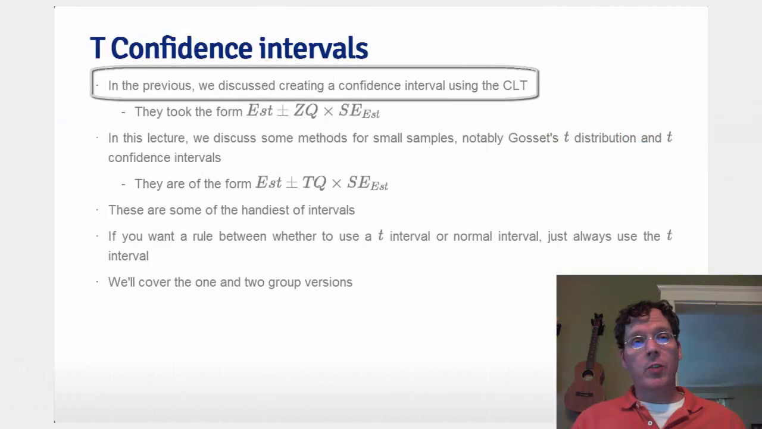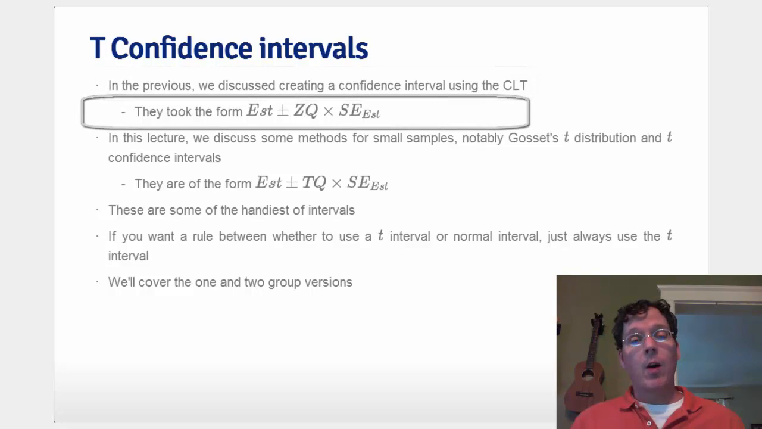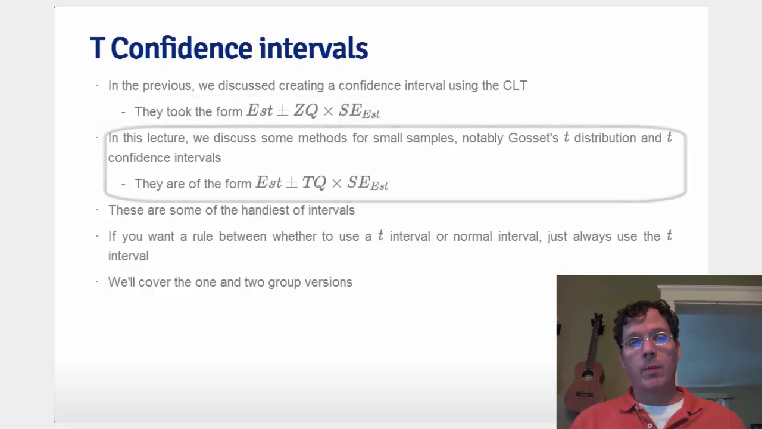In the previous lecture, we discussed creating confidence intervals using the central limit theorem. All of the intervals we discussed took the form of estimate plus or minus a quantile from the standard normal distribution times the estimated standard error of the estimate. In this lecture, we're going to discuss some methods for small samples. Notably, we're going to talk about student or Gosset's t-distribution and t-confidence intervals.